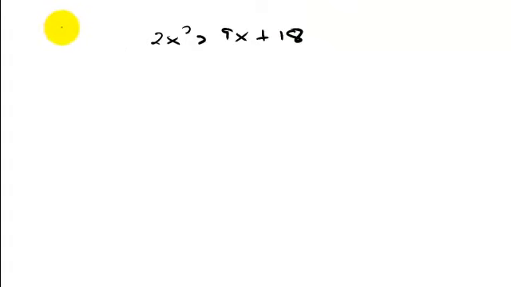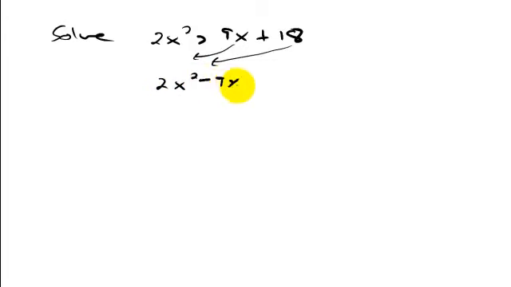Alright, so let's solve this one. Notice that it is not in the right form. So it's not in the correct form. In order to do that, we need to subtract the 9x and subtract the 18 over to the other side. So what we're going to get is 2x squared minus 9x minus 18 greater than 0.